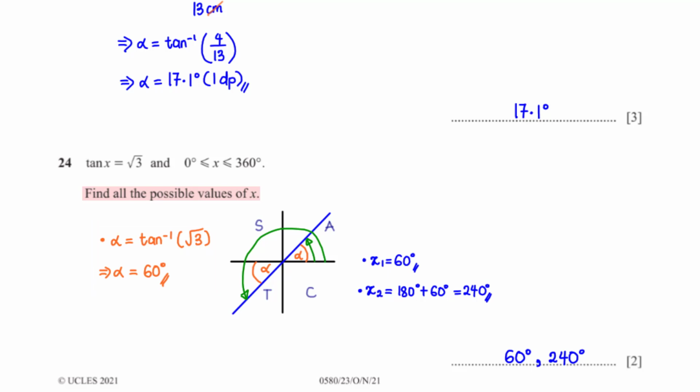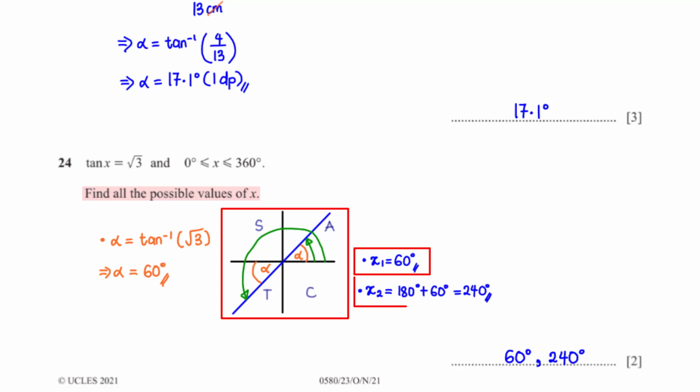Now that we have the value of alpha, we can draw the quadrants. We only measure the value of alpha from the horizontal axis in the quadrants where tan is positive. When we go round the quadrants the first time, we get the first value of x to be 60 degrees. And when we go round the quadrants the second time, we get the second value of x to be 180 degrees plus 60 degrees, which is equal to 240 degrees.